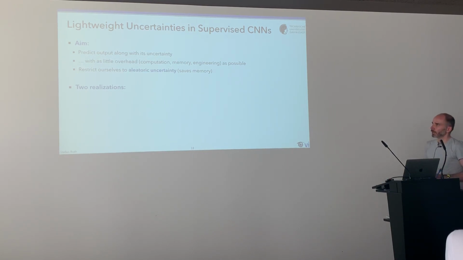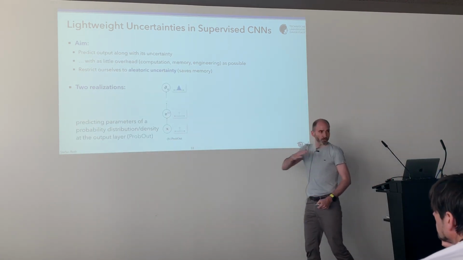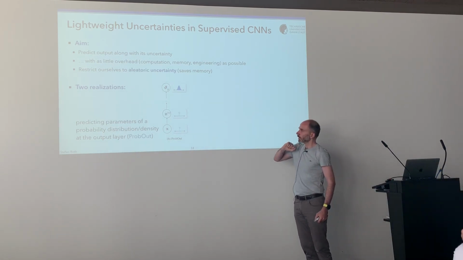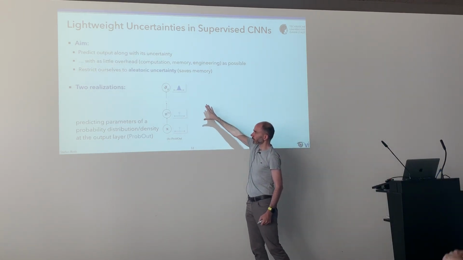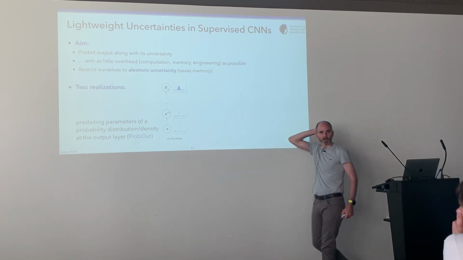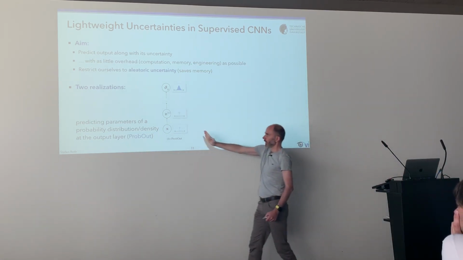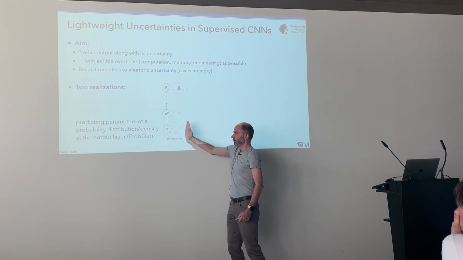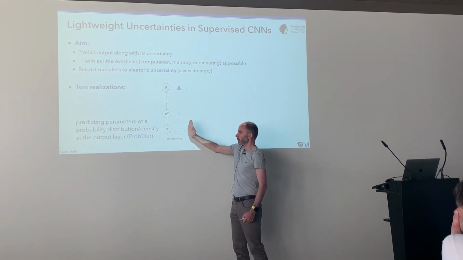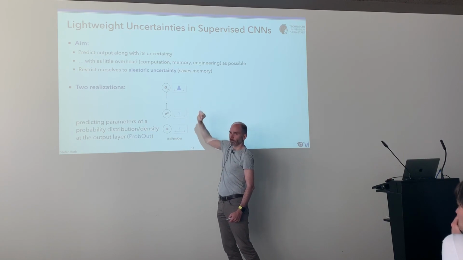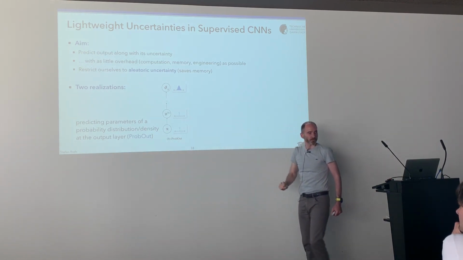Okay? And so there are two realizations of that principle that we looked at. One is actually very old. It's what was mentioned earlier. We can actually predict the parameters of a probability distribution at the output layer. Okay? And that's, so if you think of that diagram before, we always had basically Dirac deltas, meaning deterministic activations, and only at the very last layer we output a probability distribution. Okay?